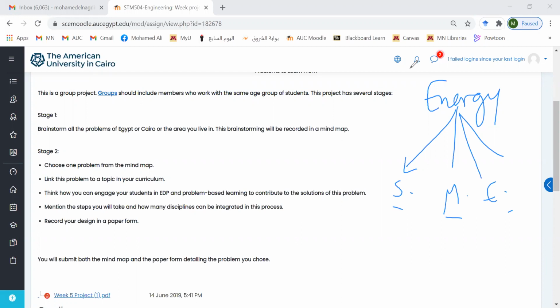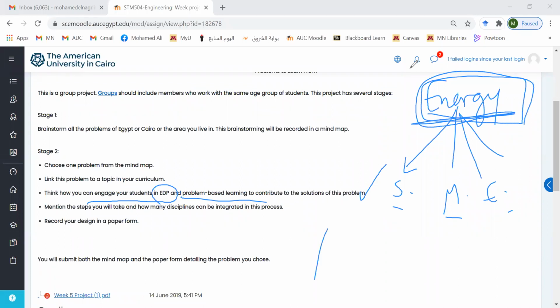So in your group, right? Let's go to the third thing. That's the thing that you are telling me is a problem. How can we engage our students? Engineering design and problem-based learning. So if this is the problem, what we normally do in STEM education is to tell the students or ask the students to solve the problem, right?